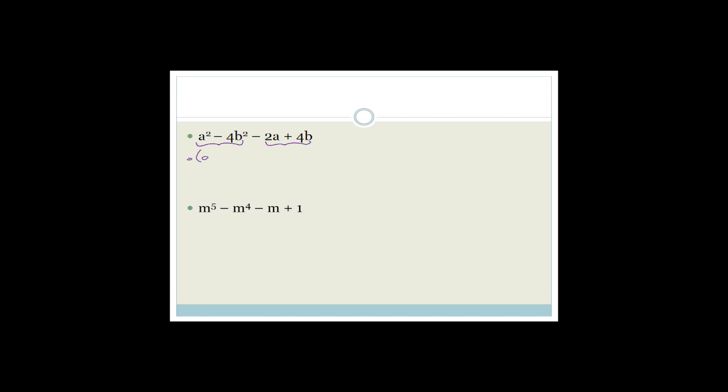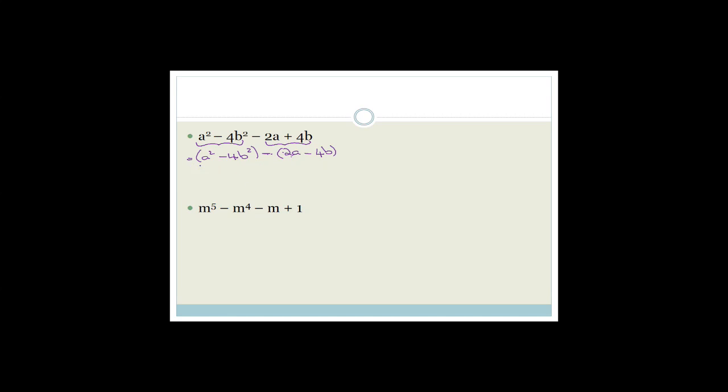So that becomes a squared minus 4b squared minus, now you have to be careful because I'm grouping these two and there's a minus outside the bracket, so these swap signs. Minus 2a becomes 2a minus 4b. We're basically dividing this minus into each of these numbers. So minus 2a divided by minus is a positive 2a, and plus 4b divided by minus is a minus 4b.